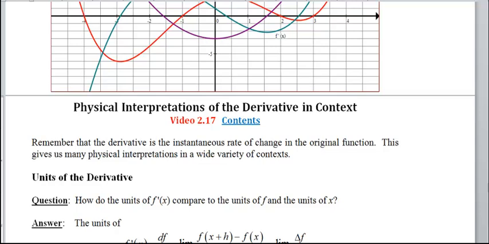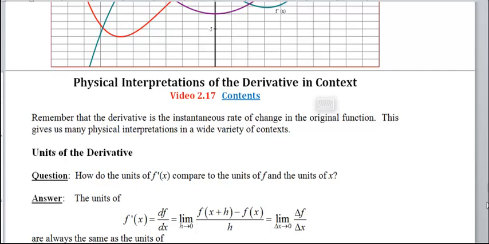So the first thing we want to look at is what the units would be. Most things have some kind of units, like feet or inches or meters or seconds or degrees. There's some kind of units involved. Well, how do the units of f prime of x, the derivative, compare to the units of f and the units of x?